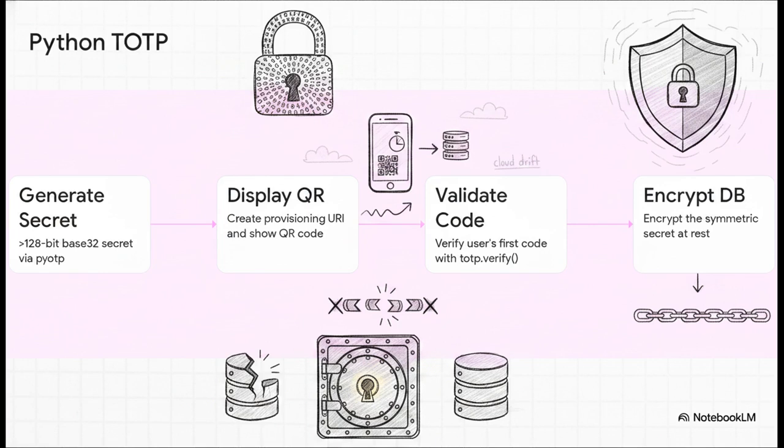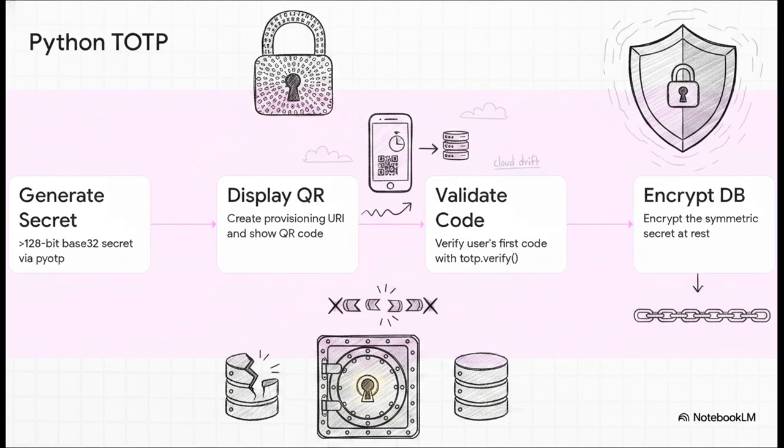During login, you simply validate their submitted code using a verify function, which, by the way, even handles clock drift for you. But listen up, because here is the absolute critical trap so many developers fall right into. Step 4. Remember that the TOTP secret is symmetric. The server and the app need the exact same secret to make the math work.